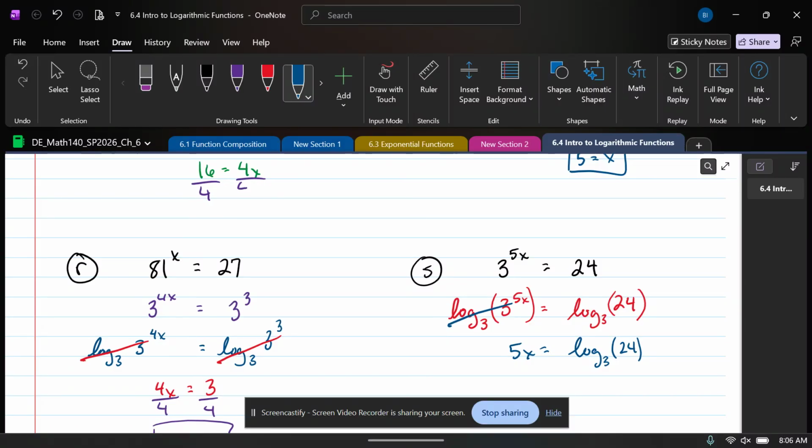Now we got to get x by itself. So what would we do to get x by itself here? Just divide by 5. Real simple step there.